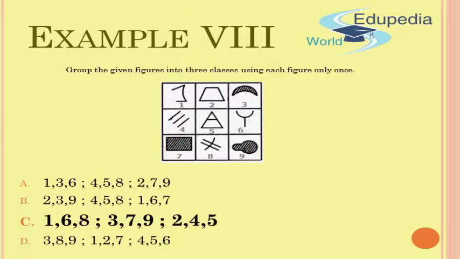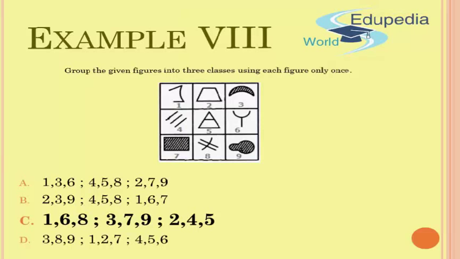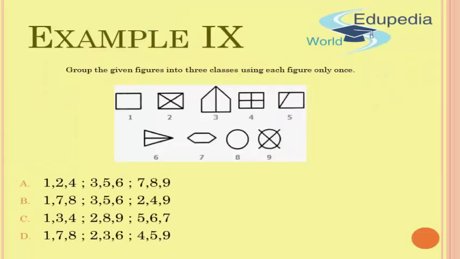Let's take a look at a couple of examples before we wind up. So I hope by this time you are clear with grouping these images, and now you are understanding the logical patterns behind these groupings. And it's not necessary that you'll always get a 3 by 3 grid with 9 diagrams. You can get any number of diagrams and you have to group them according to some logical similarities. Now our next example is number 9.